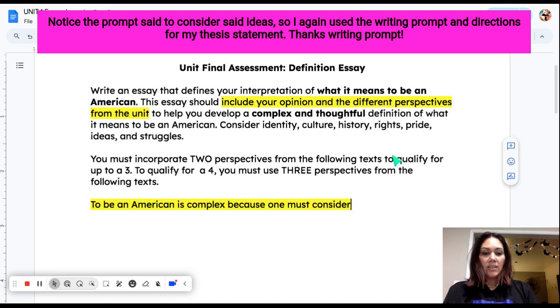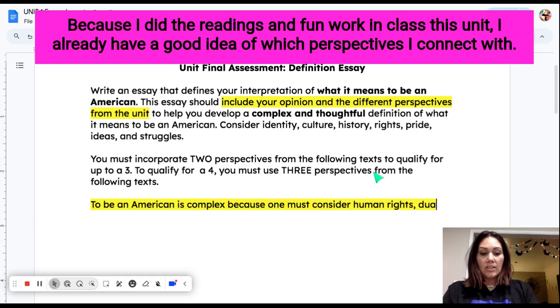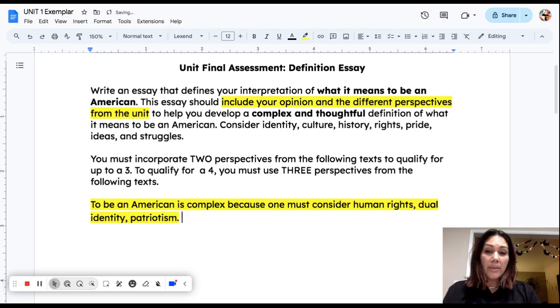Because one must consider, and I'm going to say human rights, comma, because I'm going to use the Bill of Rights. There's something that I want to talk about in the Bill of Rights when I read it. The next thing I want to talk about is dual identity. So I'm going to put dual identity. That matters to me. I'm Mexican American. I have a dual identity. I can resonate a little bit with Kasaya Noda and her dual identity. So I'm sure I can find a good quote from there. And finally, I'm going to say, and patriotism. Patriotism. That's it. And if I'm talking about patriotism, I'm going to include evidence from John McCain.